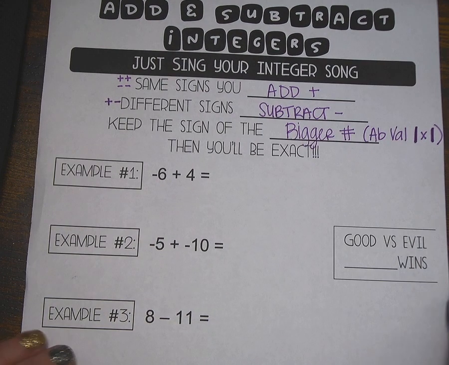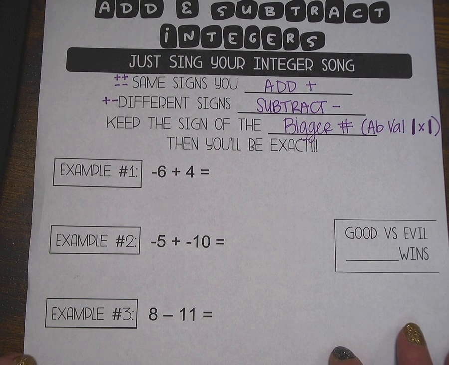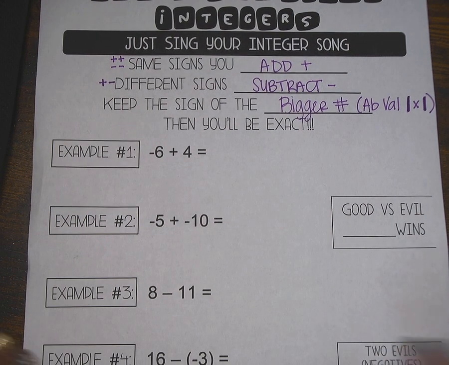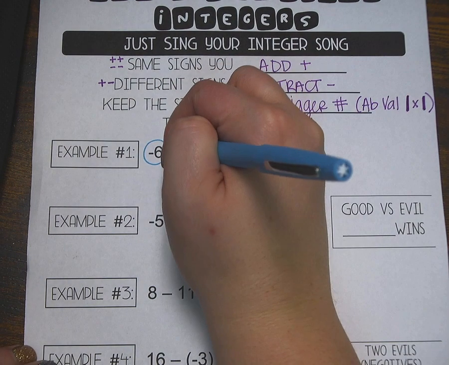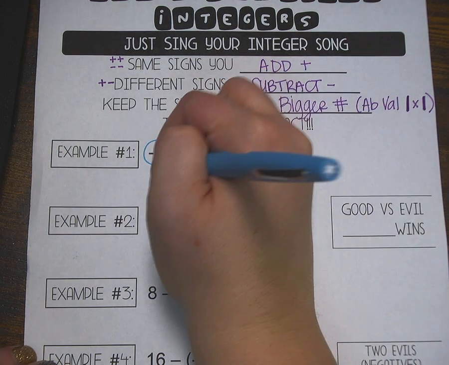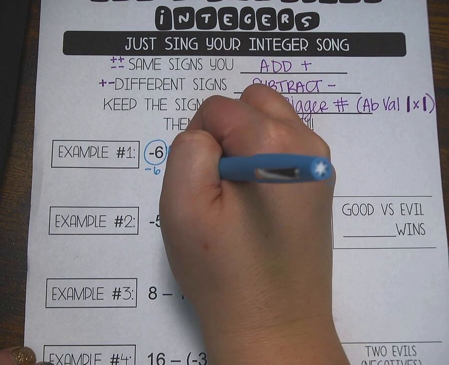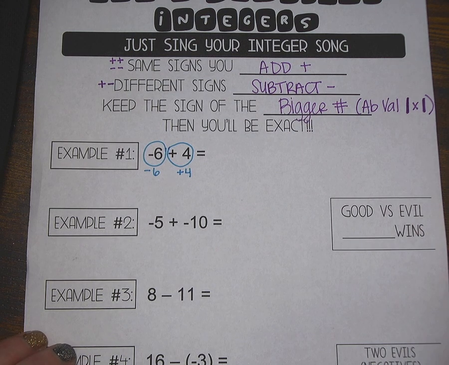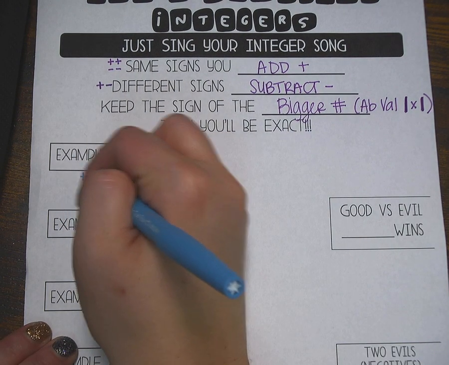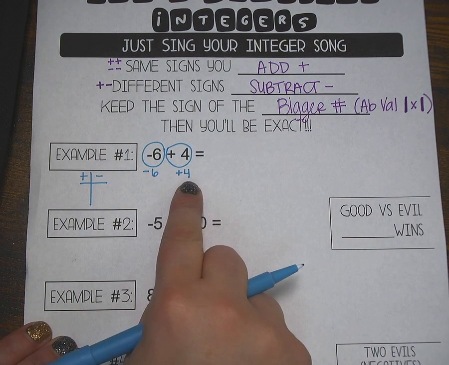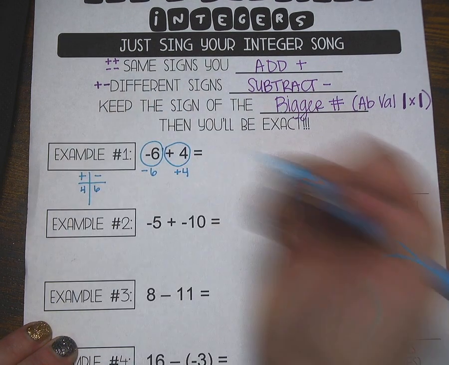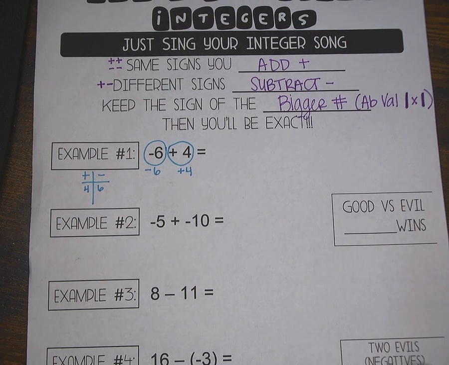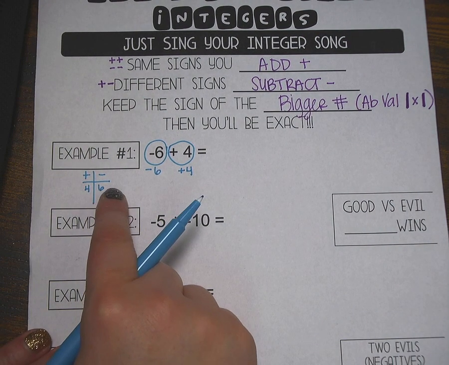All right, so let's practice. I promise if we practice a little bit, it's going to make it really, really easy. So we're going to circle and separate. Example 1, I have a -6 and a +4. I'm going to rewrite those, and then I'm going to create my positive and negative table. So how many positives do I have? 4. And how many negatives do I have? 6.